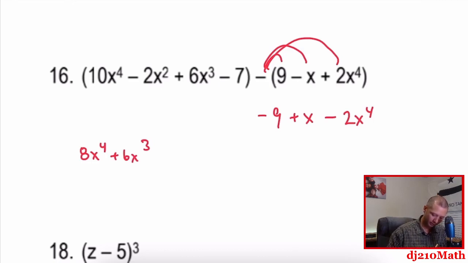So start highlighting things because it's so easy to get turned around. So x to the 4, x cubed. All right, what's next? x squared minus 2x squared plus x. And then minus 7, minus 9. Negative 7, minus 9. Negative 16.